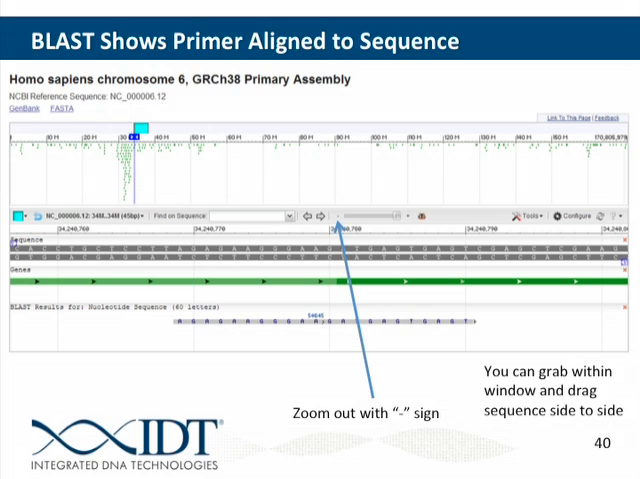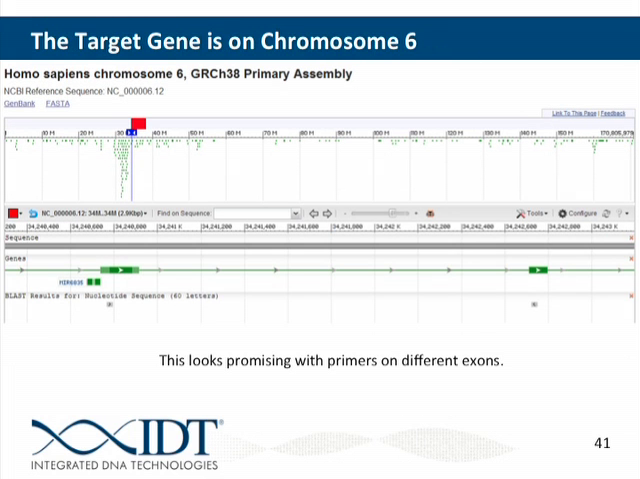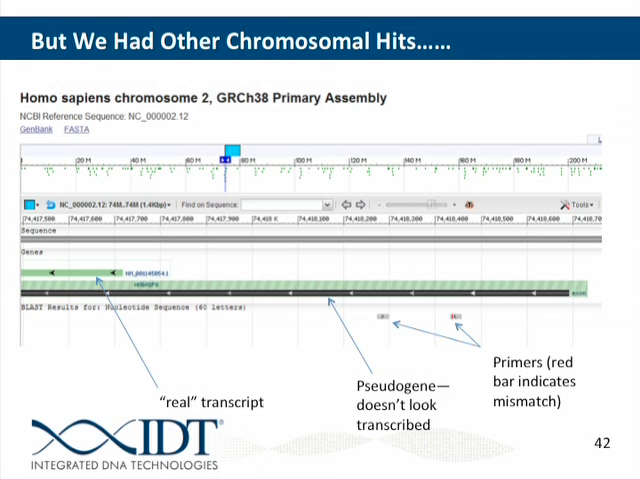Here is one of the other hits on chromosome 2. However, it looks like our primers are aligning to a pseudogene that doesn't look transcribed. The real transcripts are going to be denoted in this green color. Non-transcribed transcripts are going to be in this gray color. So our primers are aligning to a pseudogene, and the red bars will indicate a mismatch. And then, again, here's another pseudogene.